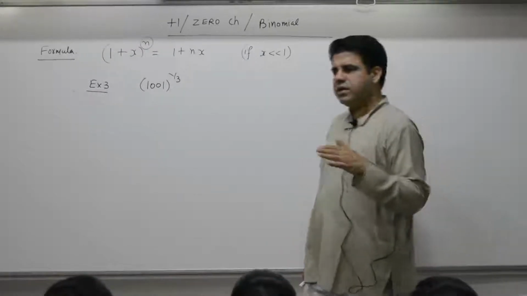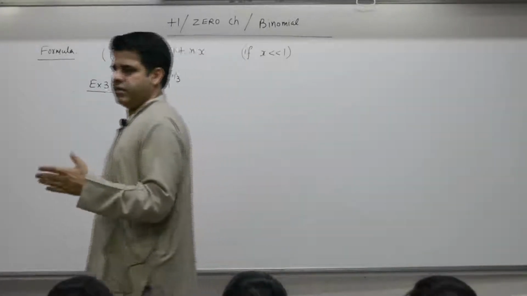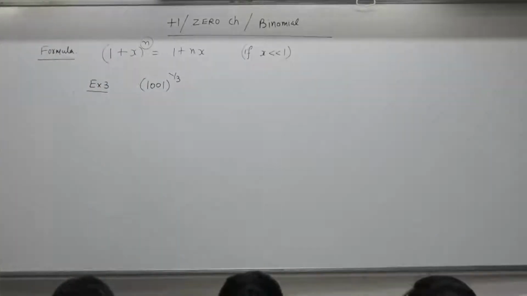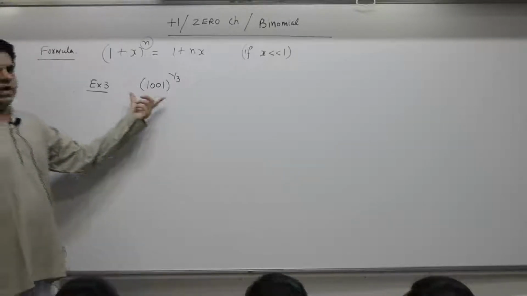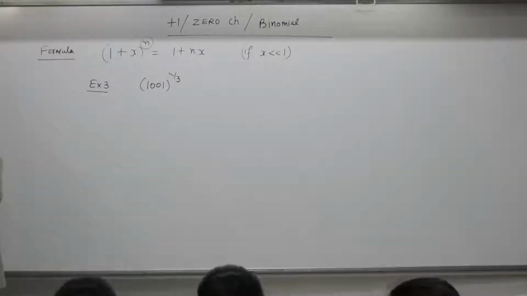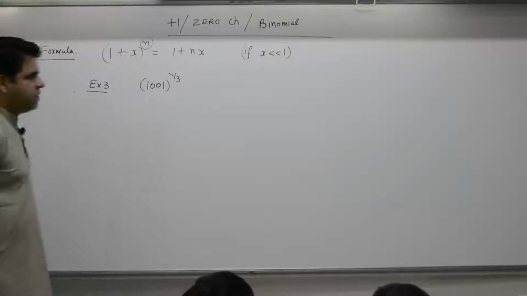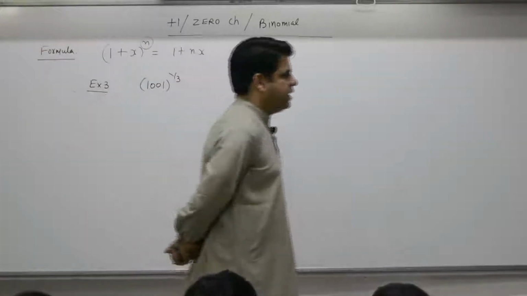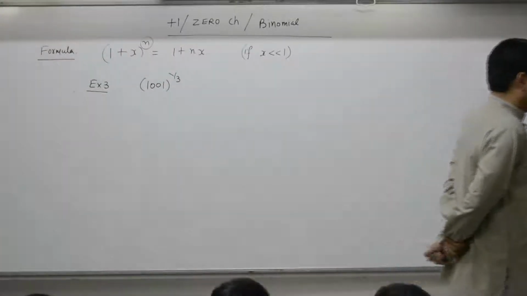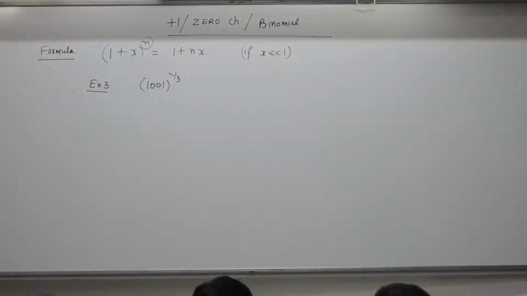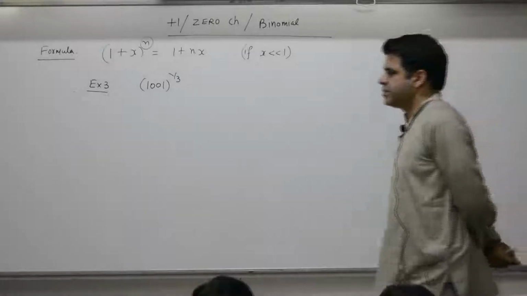Agreed? But now let us try for better than 10 point what? So use the binomial theorem to find this value. Try. 1001 power 1 by 3. Hint: write it as 1000 plus 1. Then think of something.